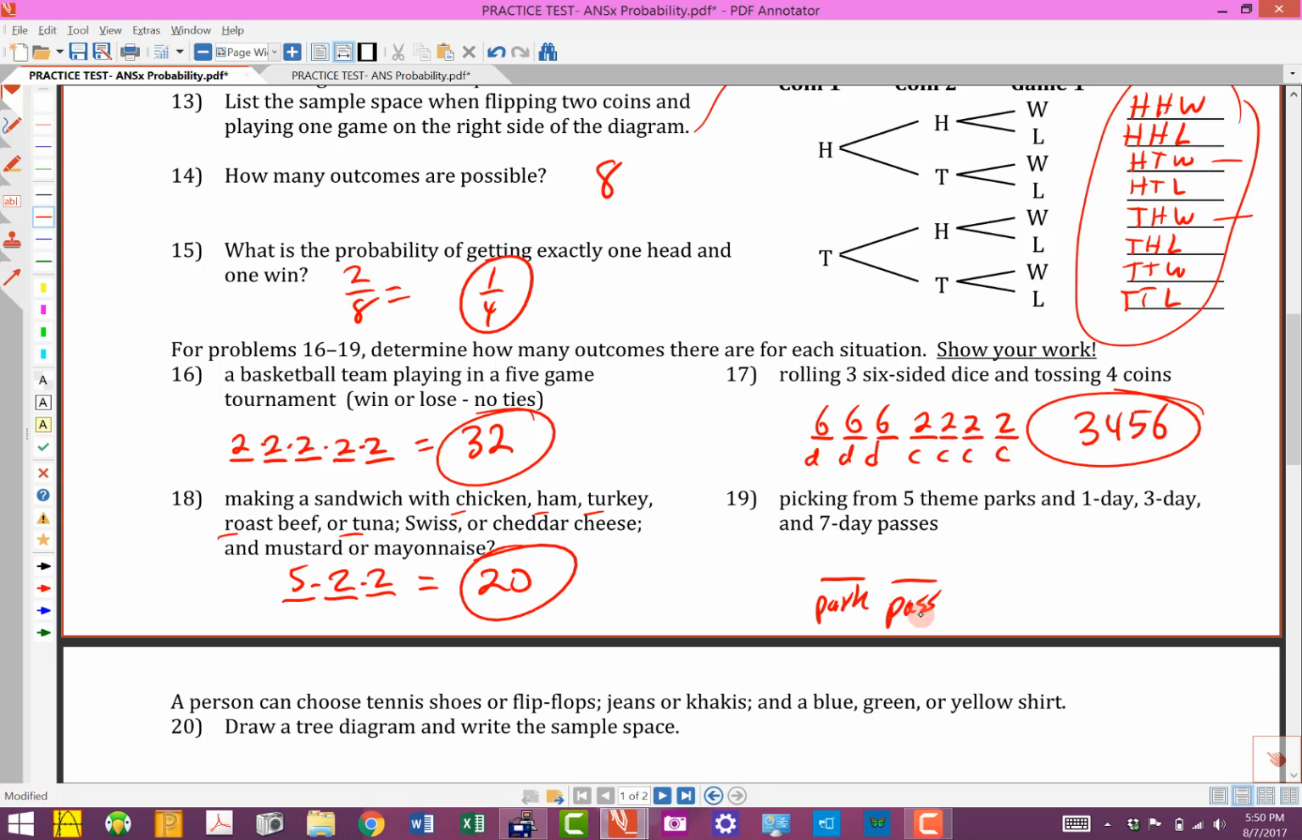So let's see, we're picking from 5 theme parks. They gave us the number of theme parks we could choose from, and then we can either choose a 1-day, a 3-day, or a 7-day pass. So we need to choose, let's see, how many choices? There are 3 choices there. So when we multiply those together, there are 15 different outcomes in that sample space right there. 15 different combinations or possibilities there.